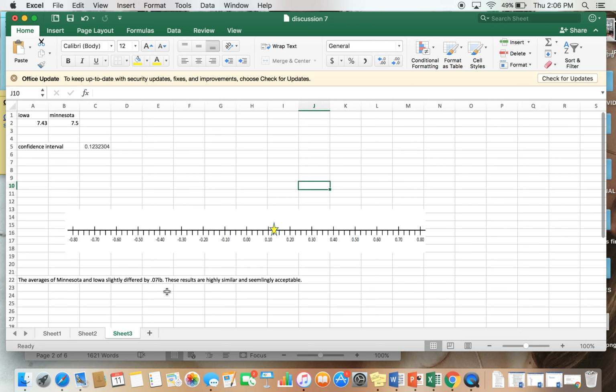If they were not seemingly acceptable, that would mean we got a false positive for our hypothesis, which would make it a type 2 error, but I do not believe that there is an error. I think that their averages are similar, so similar that they can be seen as seemingly acceptable.